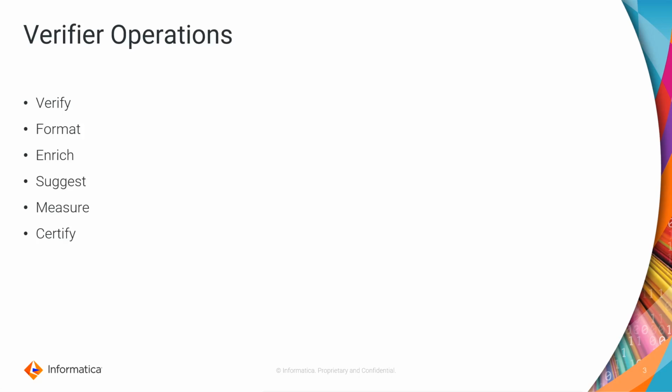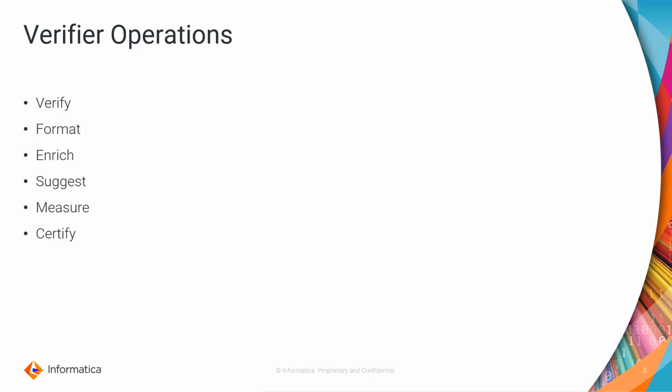The first operation of the verifier is to verify the address. The second operation is format. So the verifier asset validates the address and sends the output in official postal format. The third operation is enrichment. Here, the verifier can provide country and global specific enrichments and also geocodes. The fourth operation is suggest. So the verifier can be used to generate suggestions of addresses based on partial or incomplete addresses input.